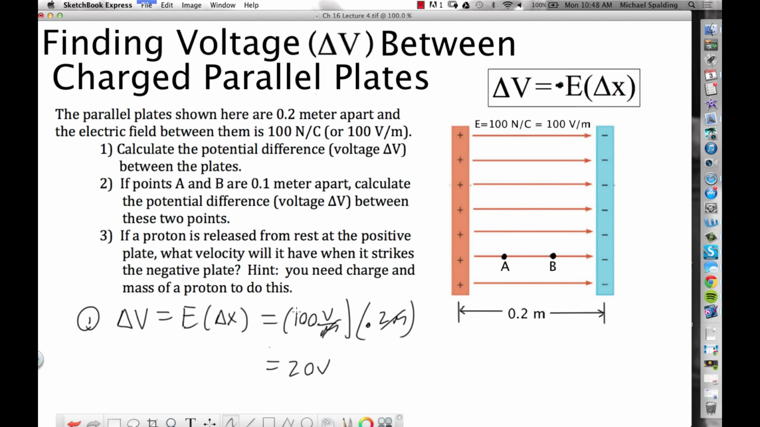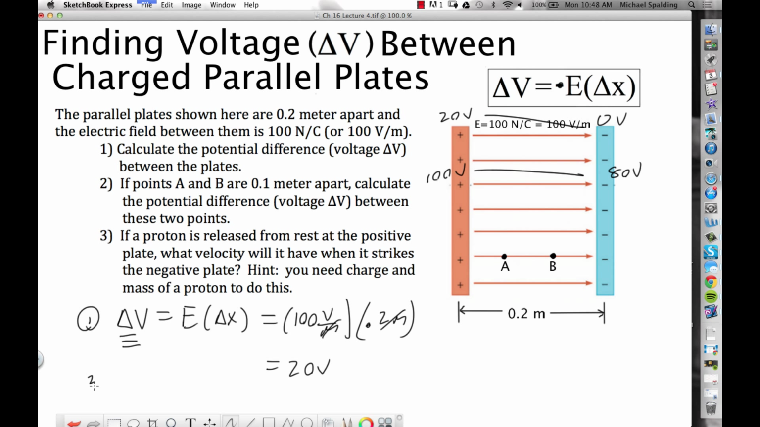And that's the change. So you could say 20 volt and 0 volt, or you could say 100 volt and 80 volt. What do those have in common? The change is 20, right? You don't really care what the electric potential is at a point. The thing that you care about is the change from one point to the next.